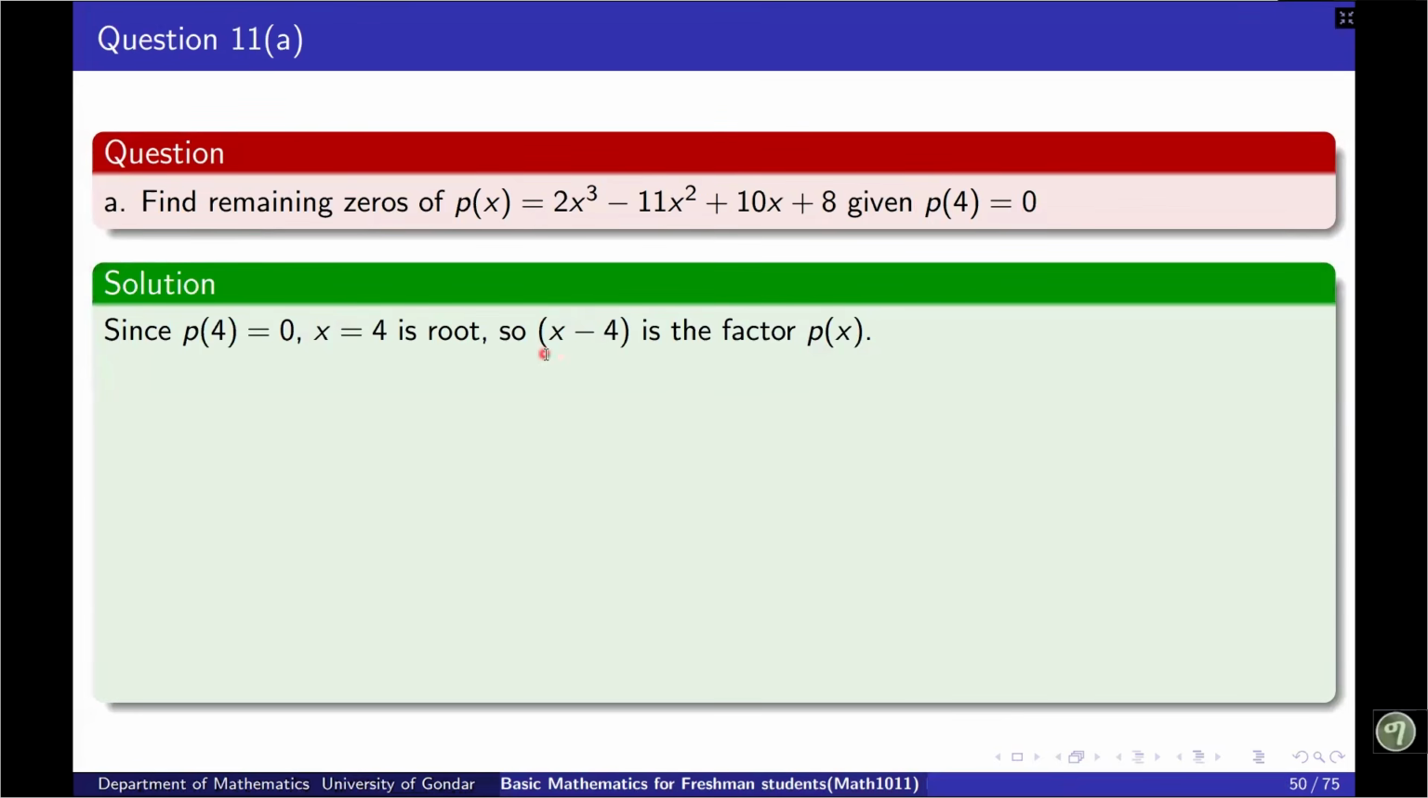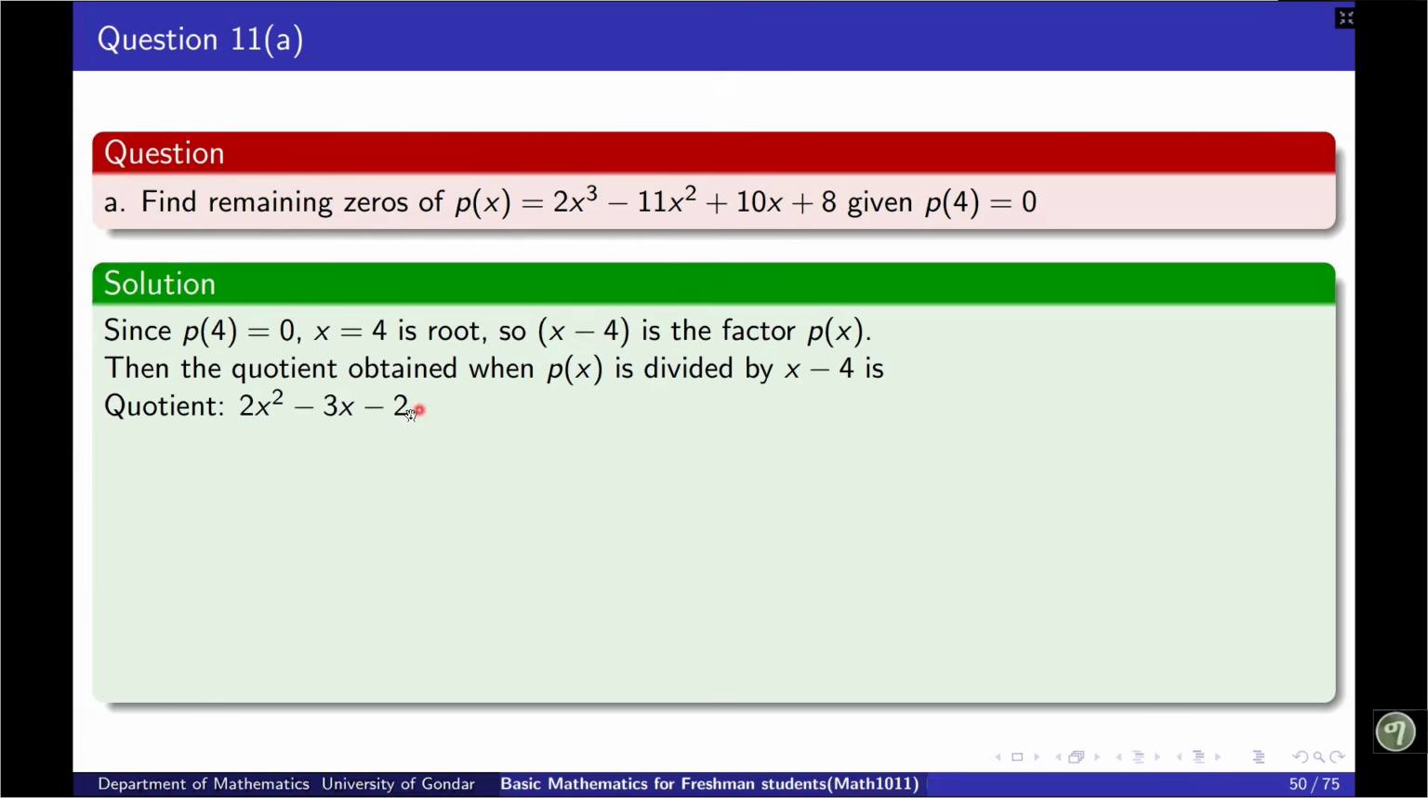Therefore, they hit the factor, and then the quotient obtained when p of x is divided by x minus 4 is already the remainder of 0. We have 2x squared minus 3x minus 2. You can check it. That means this quadratic expression could be obtained by dividing this cubic polynomial function by its factor, x minus 4. So p of x can be expressed as x minus 4 times 2x squared minus 3x minus 2.